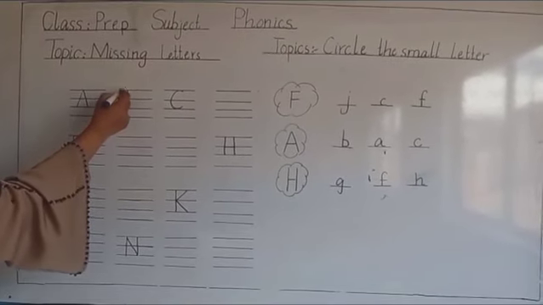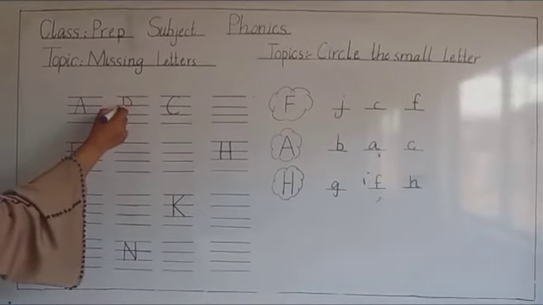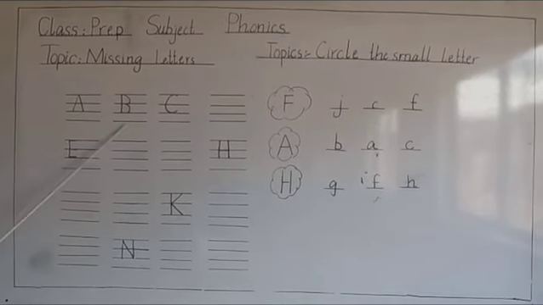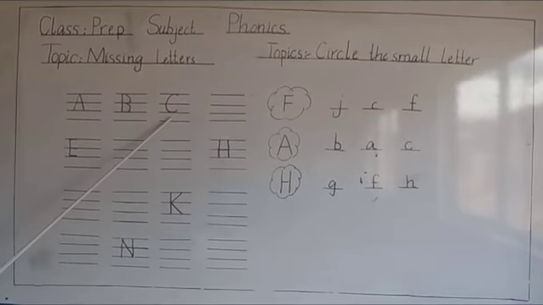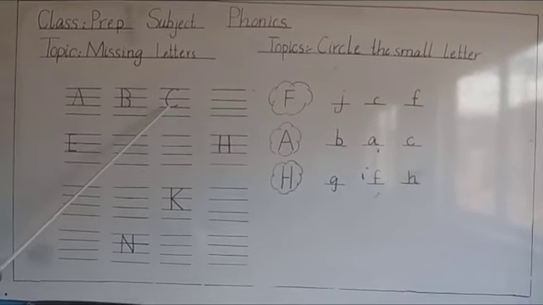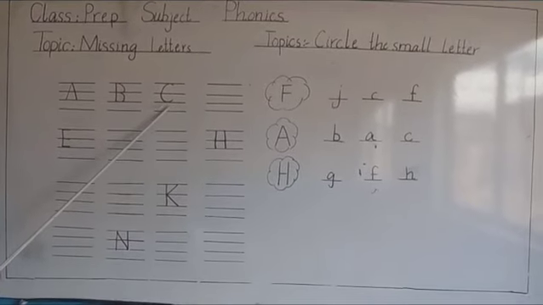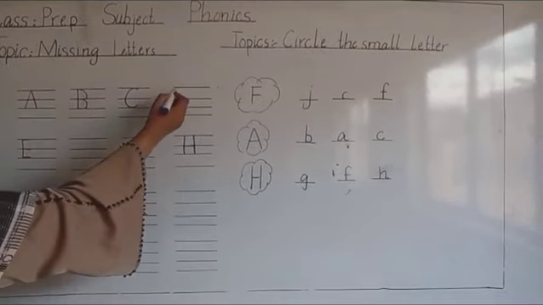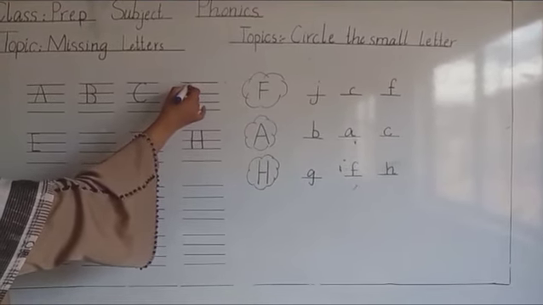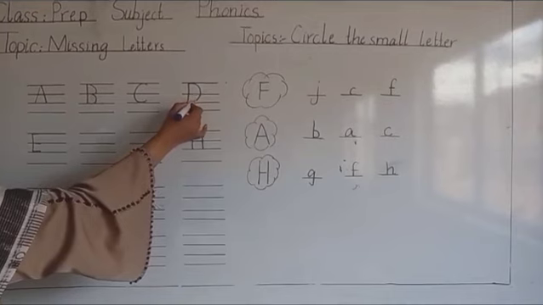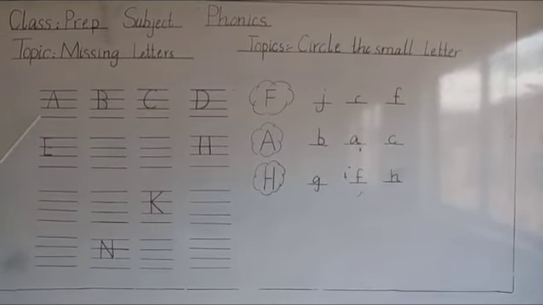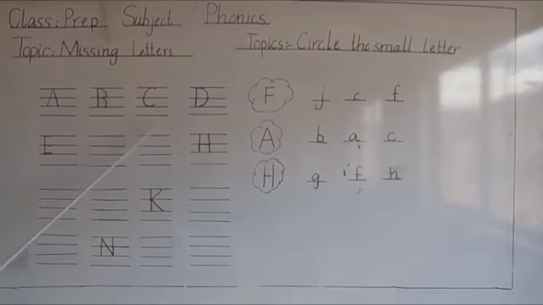Standing line and make a right curve. A, B. Next letter is C. And what comes after letter C? Now tell me what comes after letter C? Yes, very good. Letter D. Standing line and make a right curve. It's made letter D. A, B, C, D.